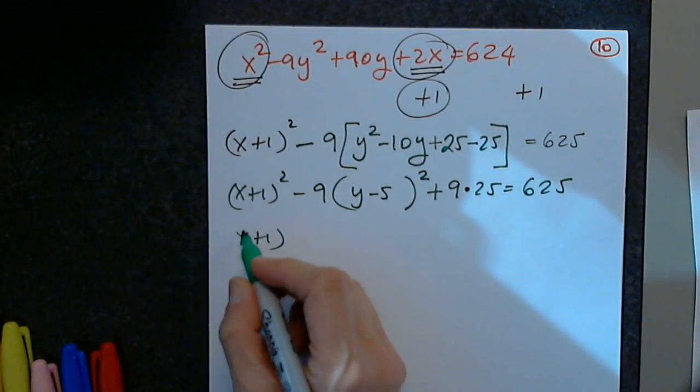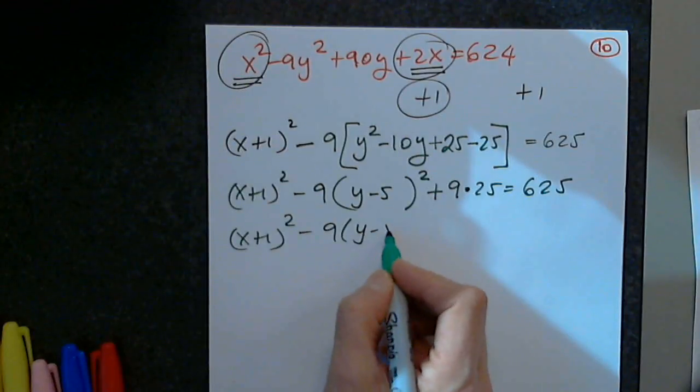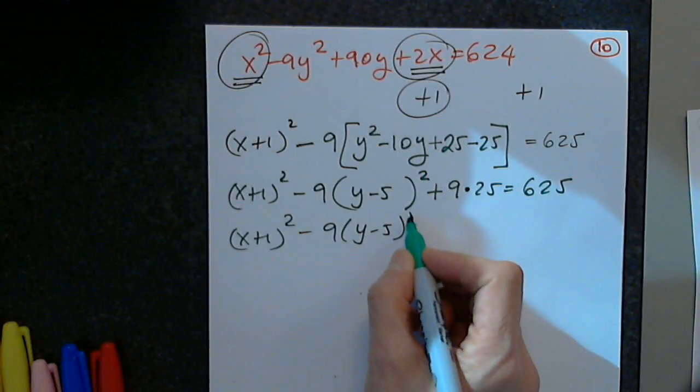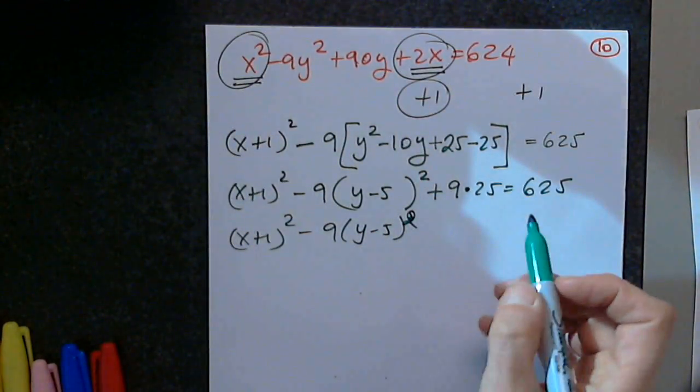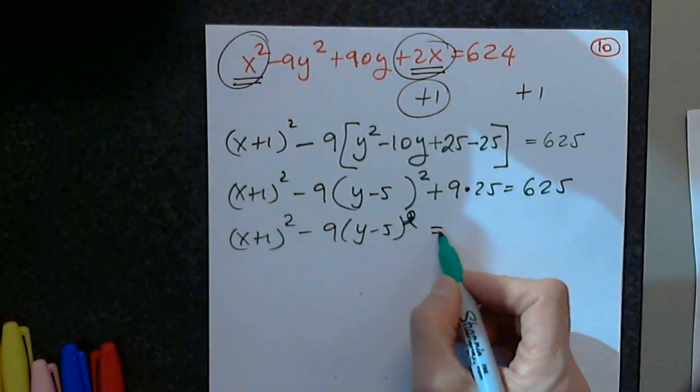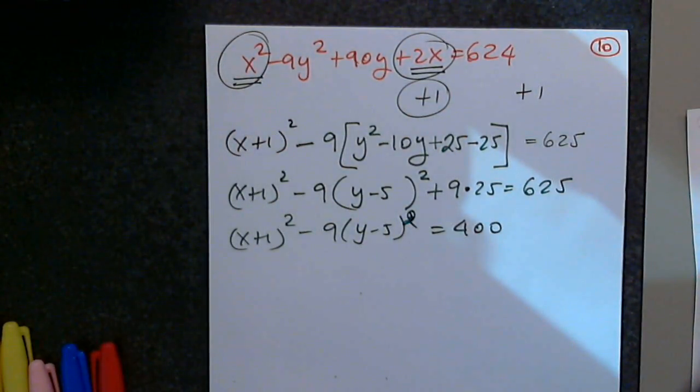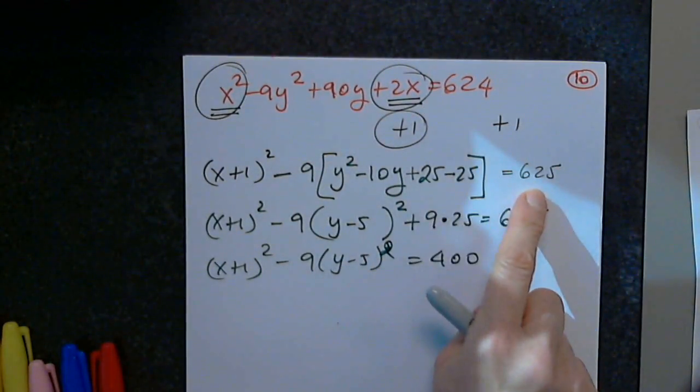So then I have (x + 1)² minus 9(y − 5)² equals 225. 625 minus 225 equals 400. Did you add the 1 on the left side? Yes, 624 plus 1. Oh, great.